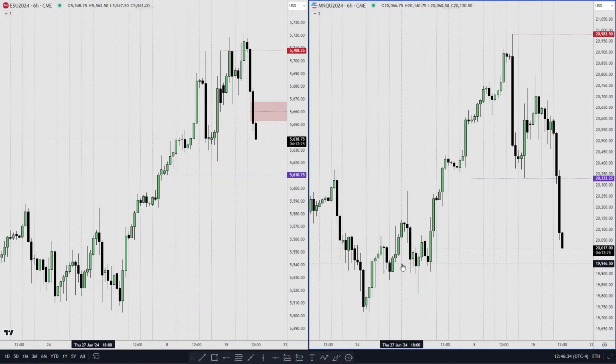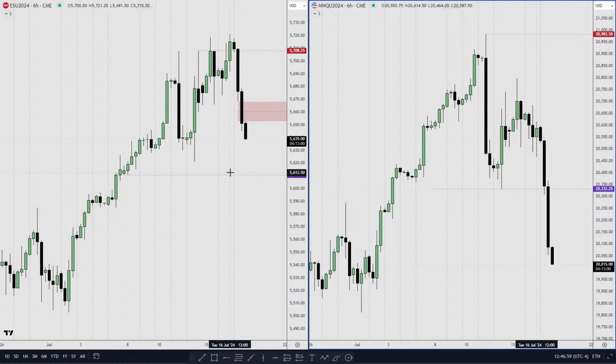Right, for NQ it is the same. Down close candles, expansion, down close candles, down close candle, expansion, down close candle, major expansion, down close candle, another major expansion. So this is within the span of 6-hour candles, right? Down close candles, expansion. So this is what I'm looking for, right?